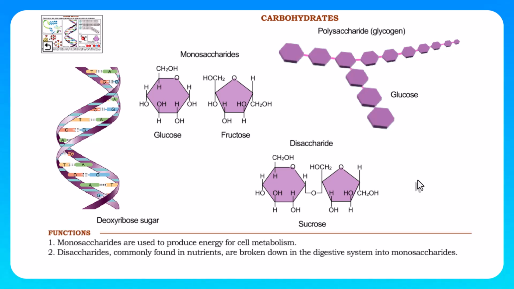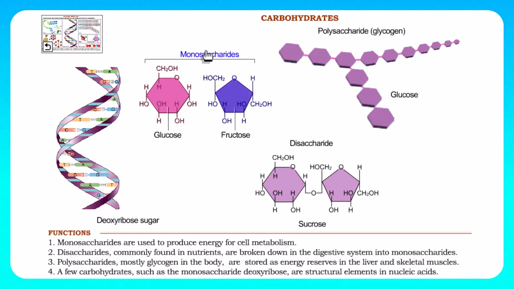Carbohydrates. Monosaccharides, such as glucose and fructose, are used to produce energy for cell metabolism. Disaccharides, commonly found in nutrients, are broken down in the digestive system into monosaccharides. An example of a disaccharide is the sugar sucrose.